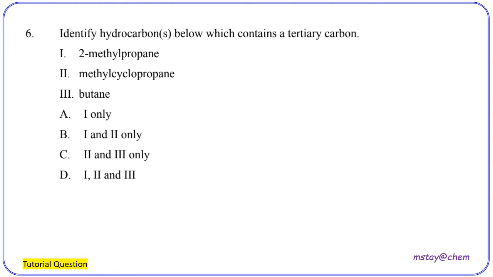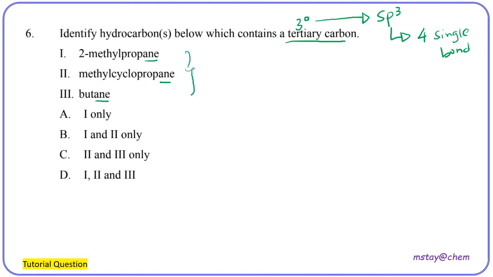Question 6. Identify the hydrocarbon which contains a tertiary carbon. Before we can identify the tertiary carbon, we must know that to classify the carbon, we have to make sure the carbon is sp3, which means it consists of 4 single bonds. When we look at the names here, with -ane, -ane, and -ane, we know they are alkanes. If they are alkanes, they don't have any functional group, which means the bond between carbon-carbon is always a single bond. So now let's draw the structure.